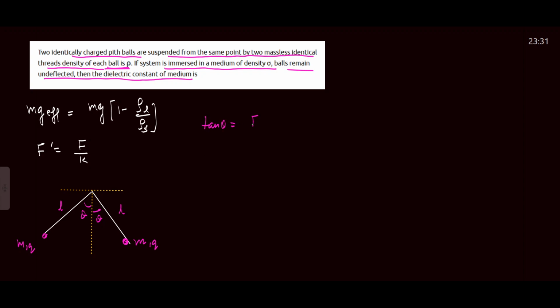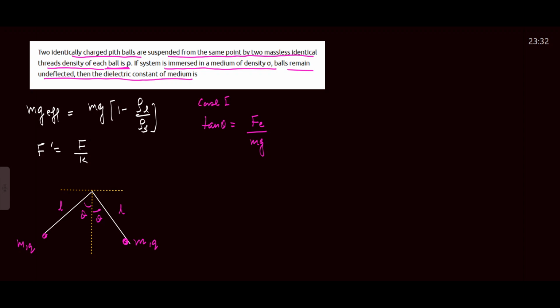Suppose this was the picture initially. This has mass m and charge q, and this also has mass m and charge q. This angle is theta, this is theta, this length is l, and this is also l. So in the first case, tan theta is equal to Fe by mg, because it's free space right now, so there is no issue. I am taking this as case 1.